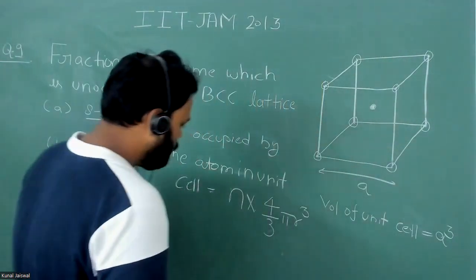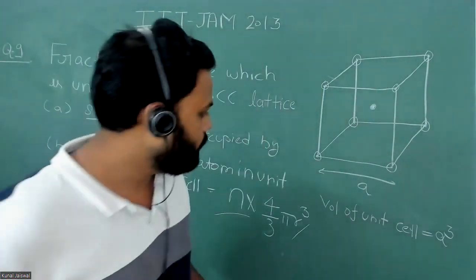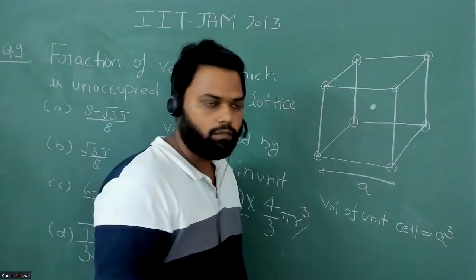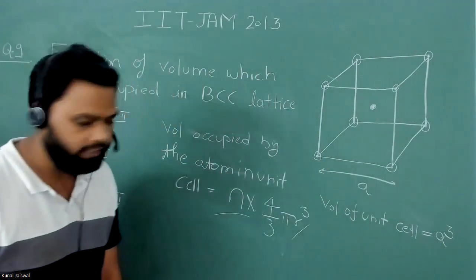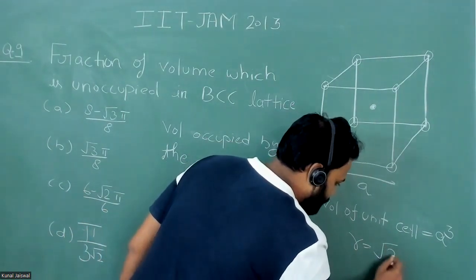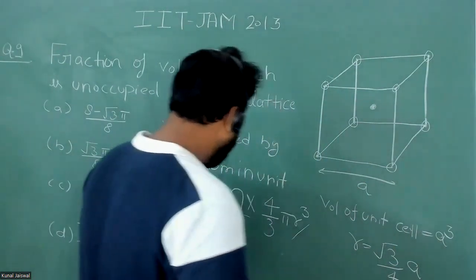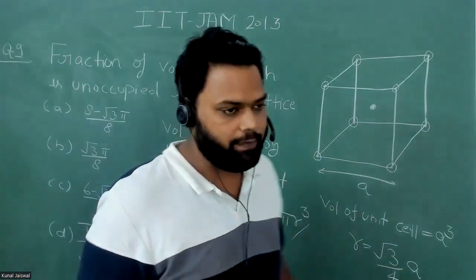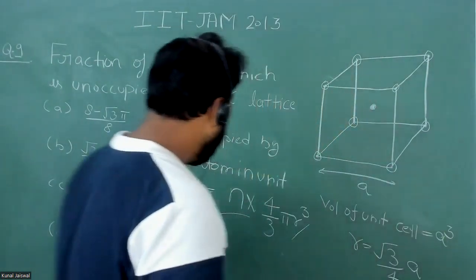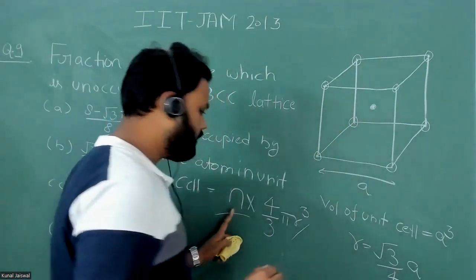Okay, so what is n here? What is r here? That's the main question. So we know that the relationship between r and a for the BCC lattice is r equals root 3 by 4 of a. Okay, fine. And what is n here? n is the effective number of atoms present in the unit cell of the BCC lattice. And I'm not going into depth, but I will write the formula and derive what n is here.